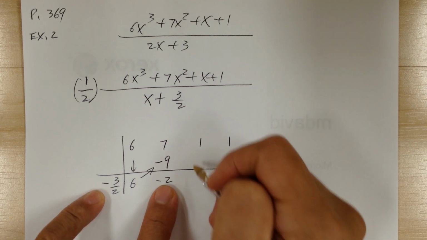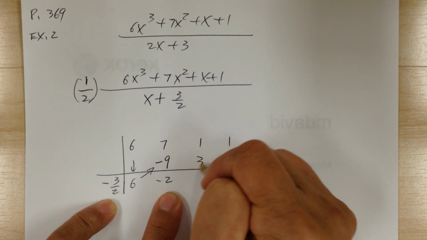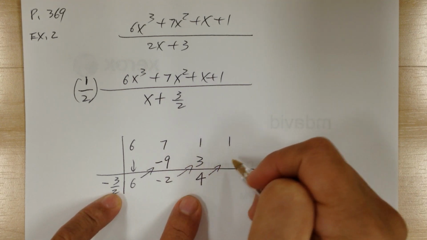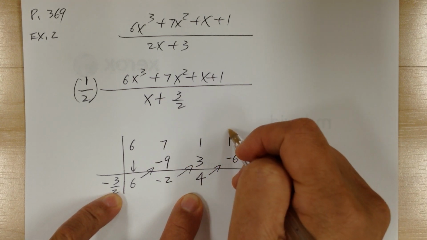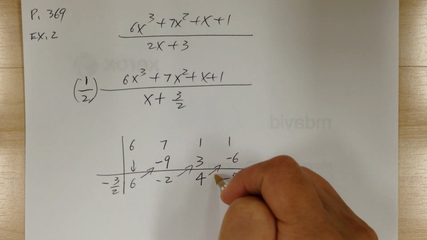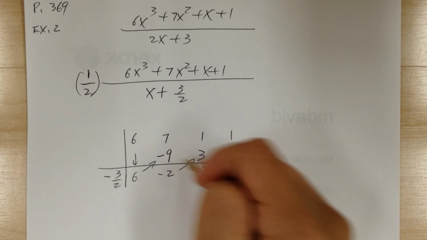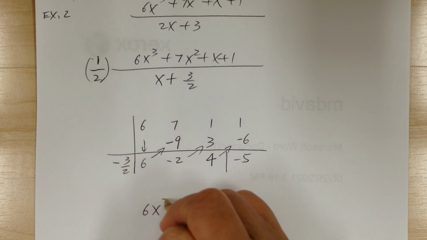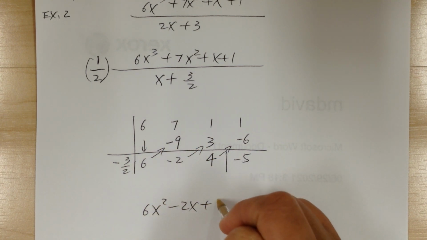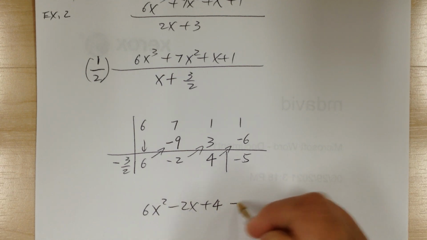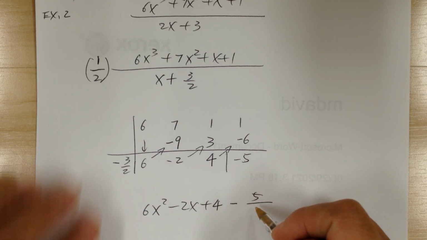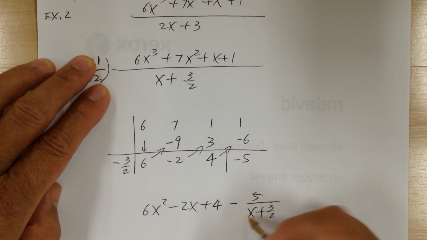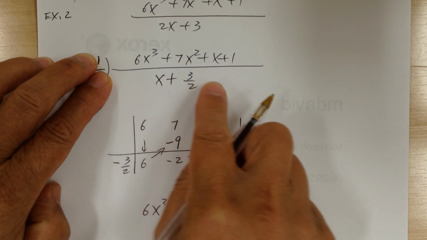Okay, when you multiply, it becomes +3. You add, you get 4. Okay, again, when you multiply, you're going to get -6. When you add, you get -5. Okay, again, so here's your remainder. So from this part, you're going to get 6x squared minus 2x plus 4 minus 5 over x plus 3/2. Okay, so again, this is your divisor now.